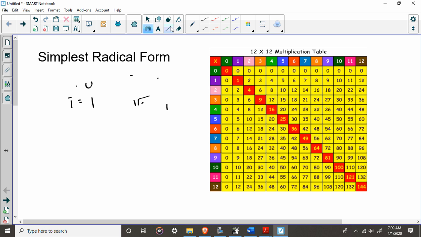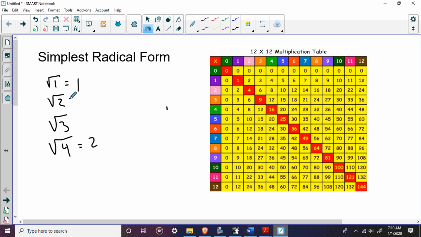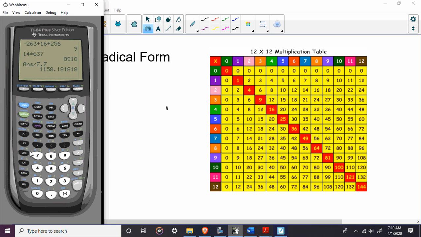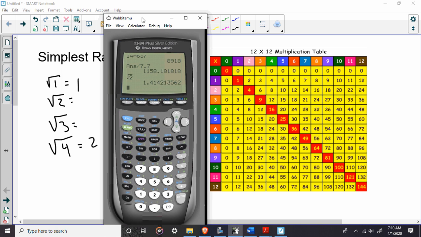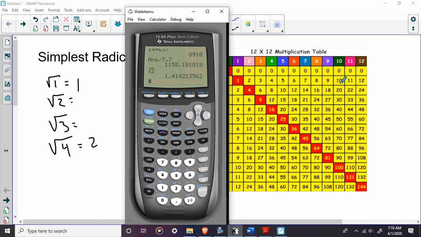Now, most numbers, okay, most numbers. So say the square root of 1 was 1, and the square root of 4 was 2. Now, what about the square root of 2 and the square root of 3? These numbers, when we take the square roots of them, will give us what we call irrational numbers. So the square root of 2 is 1.414213562. That number just keeps going and going and going. It has no end. There's no pattern. Okay, it's an irrational number.